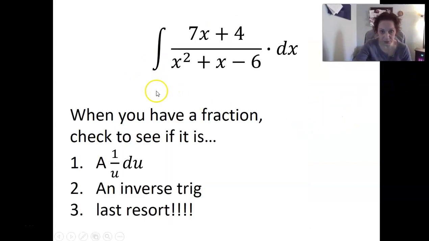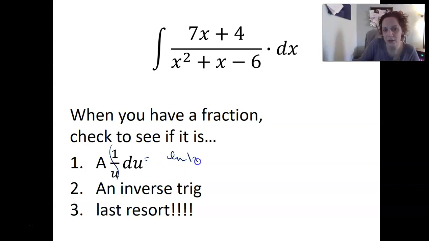Okay, so when you have a rational function in an integral, there are always 2 places I want you to look first before you start doing what I'm about to show you. The first thing, like we said, that you always check is to see if it's a 1 over u du. Is it a natural log? If you can fix it into a 1 over u with a du, or a 1 over cloud with a d cloud, then that integral is going to be the natural log of that u. Period, end of story. Easiest way to get it done, if it'll work for you.